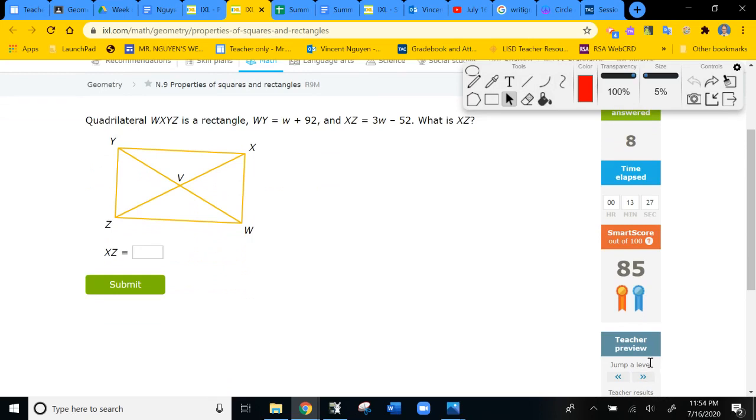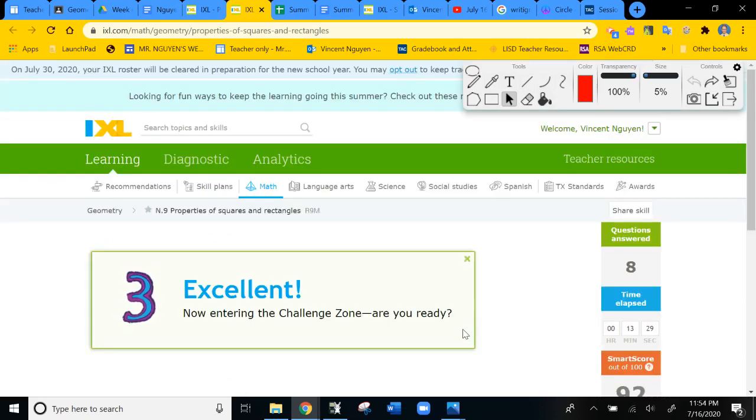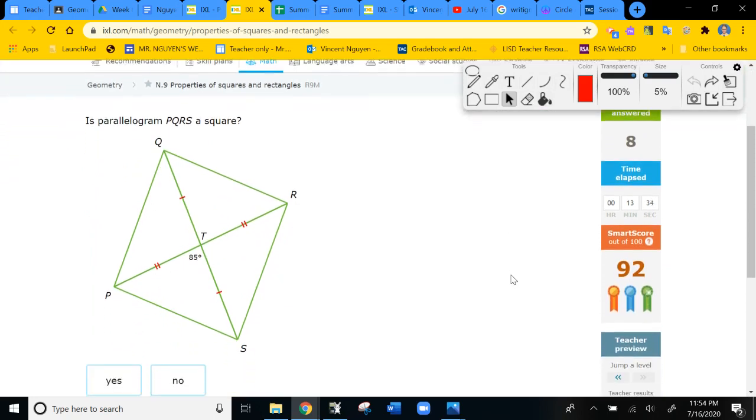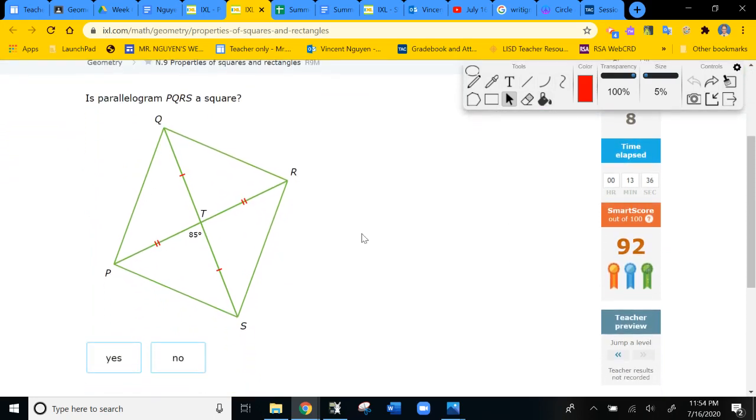Okay. Challenge zone. There we go. Okay, give us some challenging problems. Come on. Is this a square? Oh, it's asking us if this qualifies to be a square, right? Now remember, to be a square, the pieces on your diagonals are all the same, but these are not. You see, these are not.